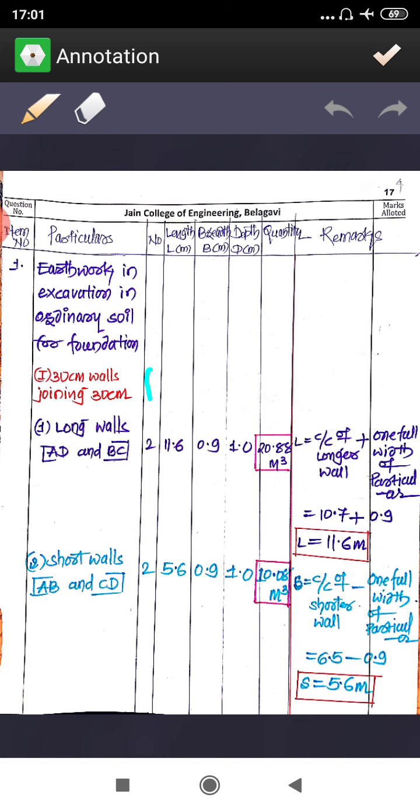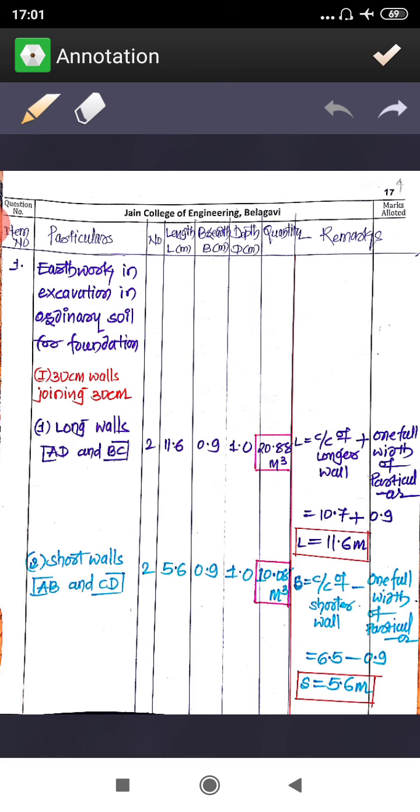Now here I have taken 30 centimeter wall joining 30 centimeter. In that I have taken long wall AD and BC. Now first thing is that you have to determine the length. Length is very important, because length into width into depth you are going to get the quantity. So first you are supposed to determine the length, as width and depth are given in the cross section. So first we are determining the excavation quantity.